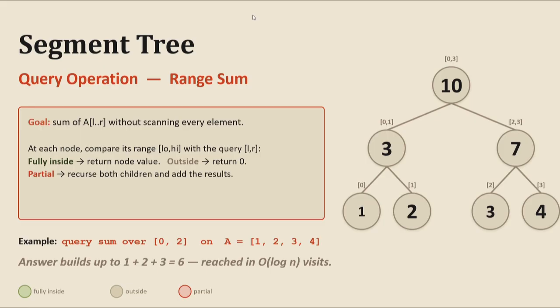query traversal works. At any node during the traversal, there are exactly 3 possible situations. Either the node's range is fully inside the query range, in which case we return the node's stored sum immediately and stop, or the node's range is completely outside the query range, in which case it contributes nothing, so we return 0, or there is a partial overlap, in which case we split. We recurse into both children and add their results together. That's the entire logic. Let's walk through a concrete example to see how it plays out.